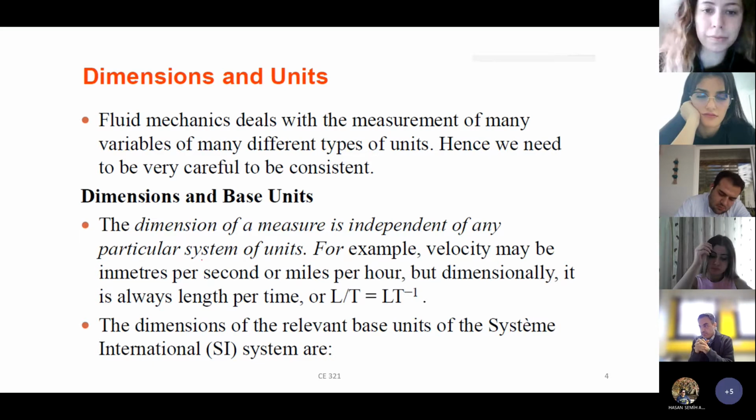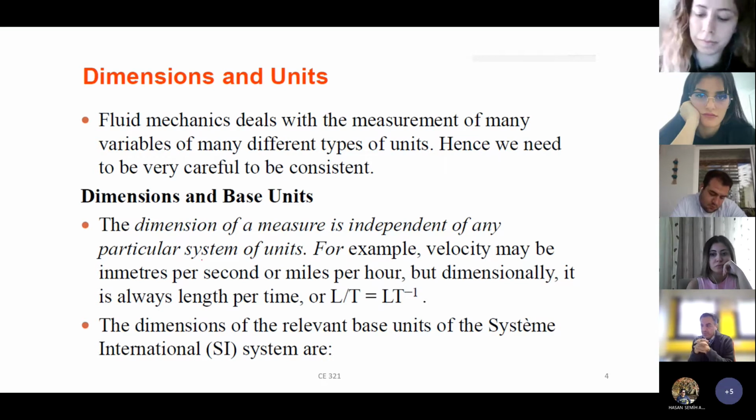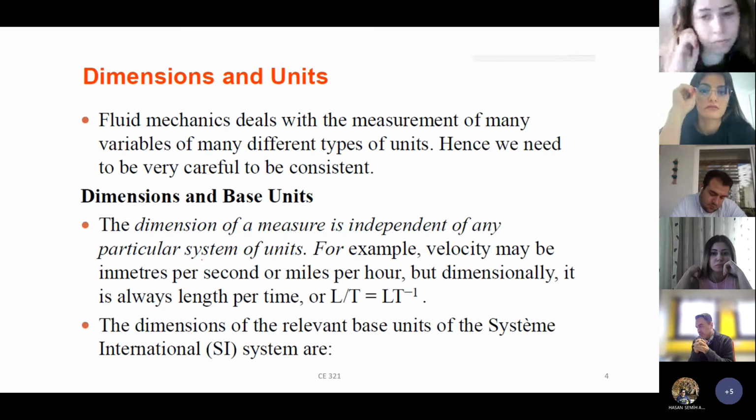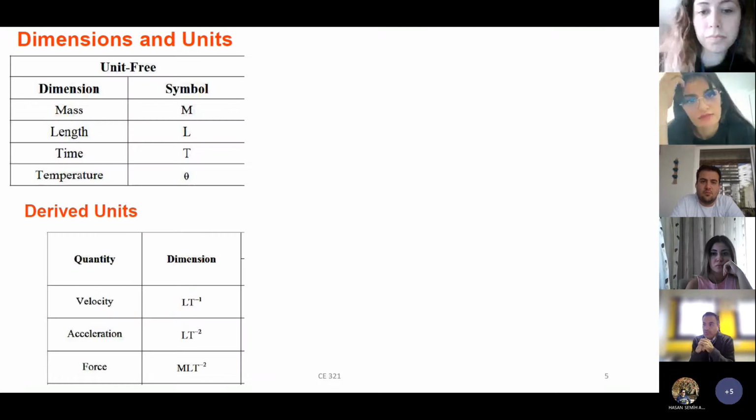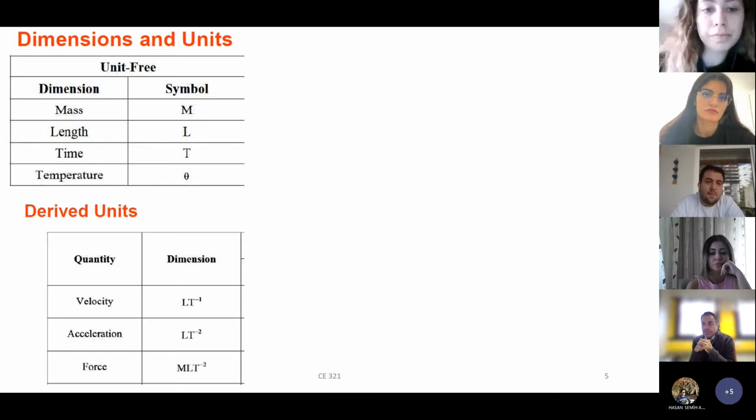The dimension of a measure is independent from any particular system of unit. For example, velocity may be in meters per second or miles per hour, but dimensionally it is always length per time, L over T. L denotes length, T denotes time. The dimensions of the relevant base units of the system are now, I'm showing you the primary units, which is MLT in SI system.